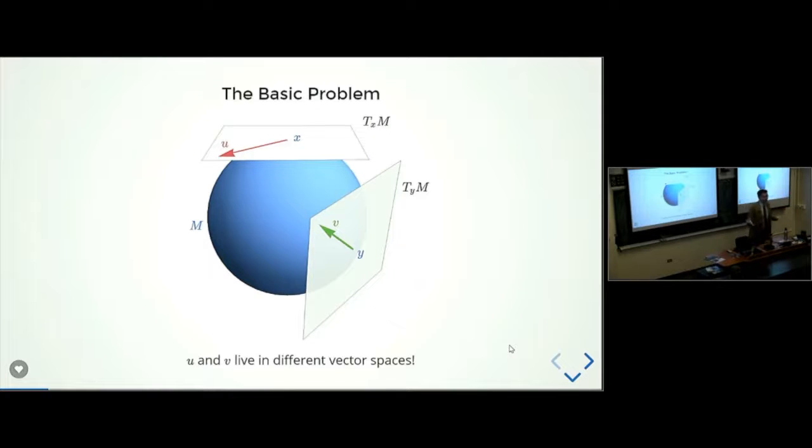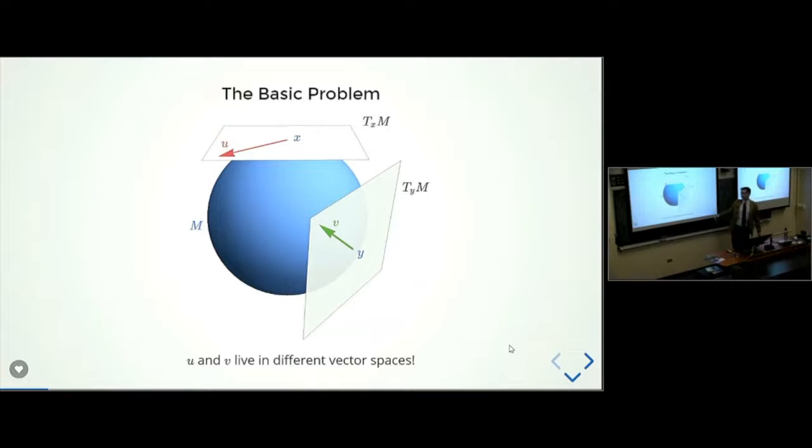In Euclidean space, this is no problem. You have a vector at this point and a vector at this point. You do the usual trick and say all vectors are secretly based at the origin, so I can just take this vector minus this vector and everything's fine. Well, it doesn't work.